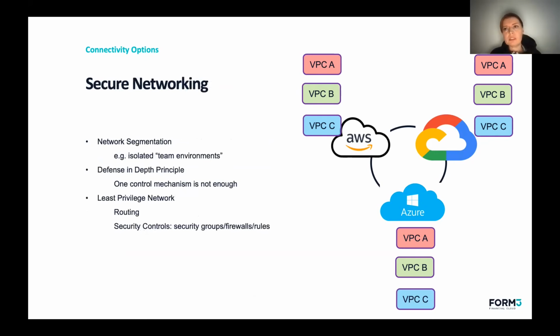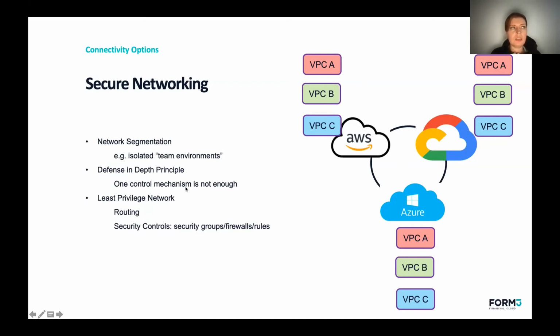But that's the beginning of our cloud configuration, because we need to make our networking configuration secure. So we need to focus on such concepts as network segmentation. For example, if we only want to connect VPC-A to respective VPC-As in other clouds, it means that we need some sort of network segmentation. We need to block traffic to other VPCs.